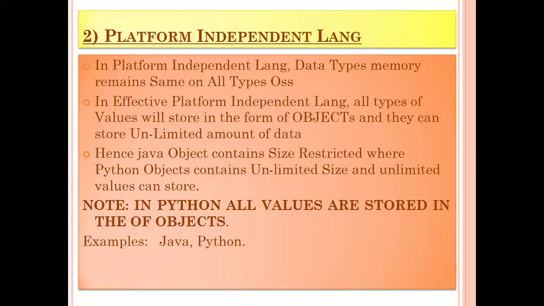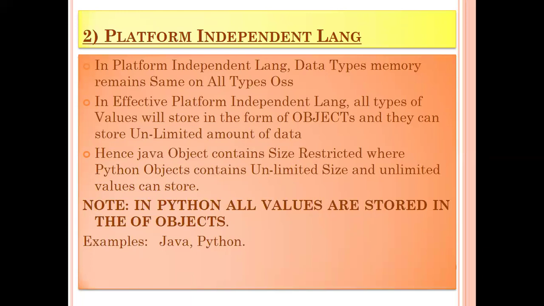Now, it is a platform independent language. Platform independent language means data types memory remains the same on all the OSs. In effect, all types of values will be stored in the form of objects. Because we are storing in the form of objects, we can store an unlimited amount of data in this.